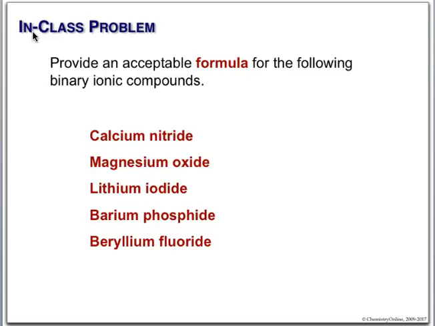Nitride, nitrogen, I can see it here, right there. That's in group 5. Now if it's in group 5, what kind of an anion will it be? It'll be a -3. So we have a +2 and a -3. Do your little crisscross.